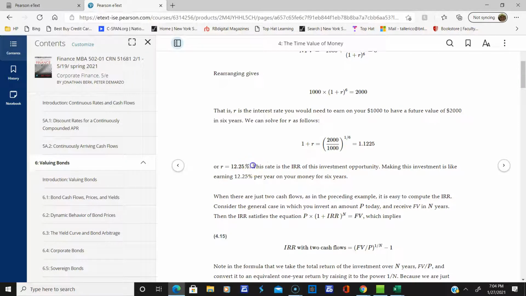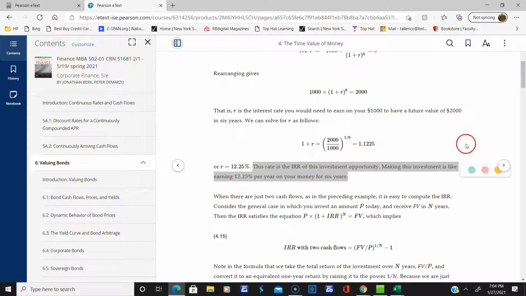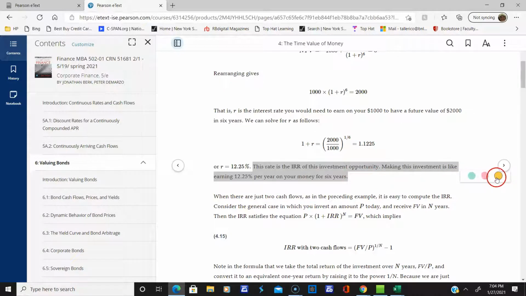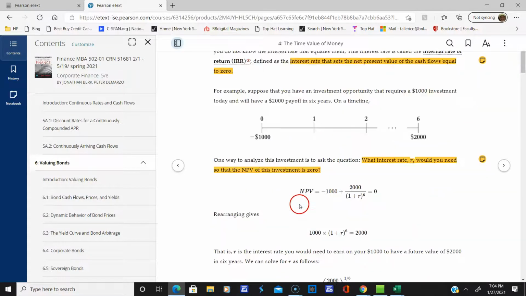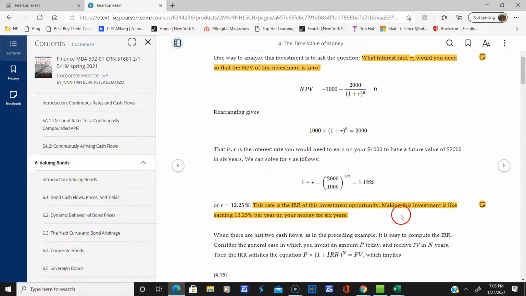So this rate is the internal rate of return of this investment opportunity. Making this investment is like earning 12.25% per year on your money for 6 years. Let me highlight that because that's an important concept. So this 12.25% is like earning that amount per year on your money for 6 years. If you invested 1,000 and you earn 12.25% every year for 6 years, you would have $2,000.